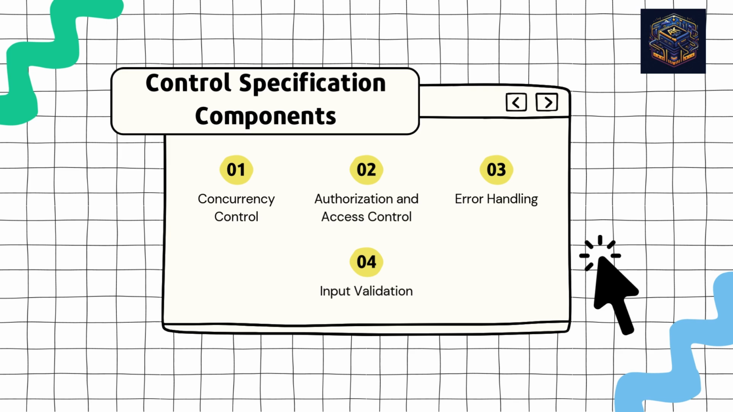So, to summarize, these four components, concurrency control, authorization and access control, error handling, and input validation, are key to maintaining control and ensuring the smooth functioning of a software system.